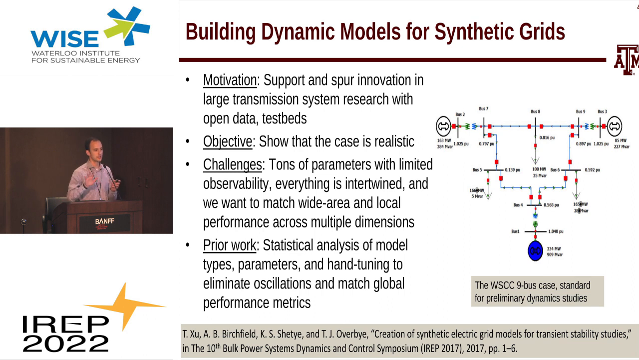The direction that I'm really wanting to go with these, we have really good static models here, is building dynamic models for synthetic grids. Of course, here I just put a picture of the 9-bus case as an example of a standard test case that we have. What we want to do is take the ones like I showed on the previous picture of the large 7,000 bus case and create realistic dynamic models. This is an order of magnitude probably larger, harder problem. How do we build a realistic synthetic dynamic test case? But I think it's important to help support and spur innovation with large transmission system research.